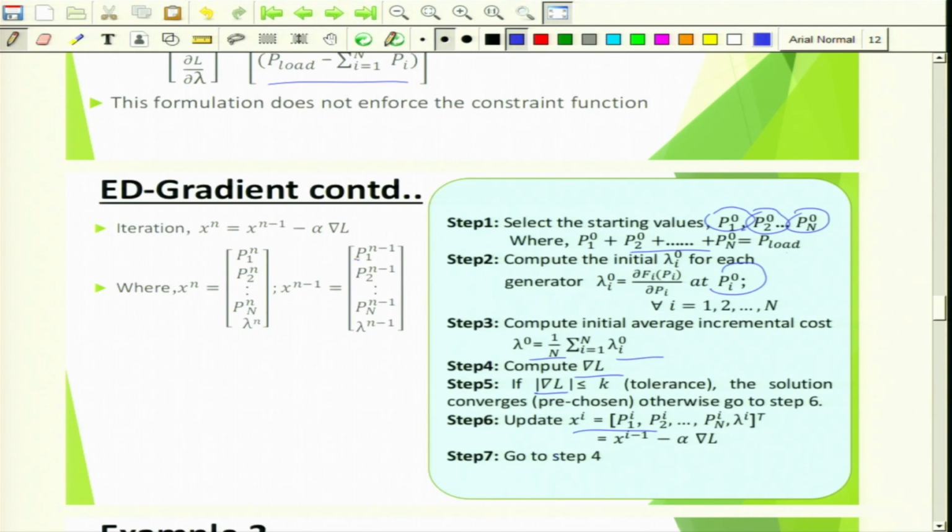What are the new variables? New generation basically here. That means the generation value of each generator is updated, and that is based on the gradient expression. Xi for the next generation is the previous generation minus the steepest descent, alpha into gradient of L, and then go to step 4. Then ultimately you will get the point where the error is as close as possible to 0.